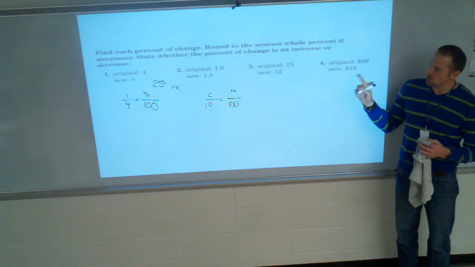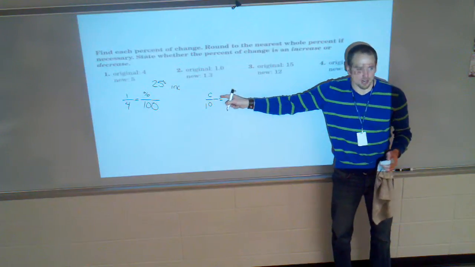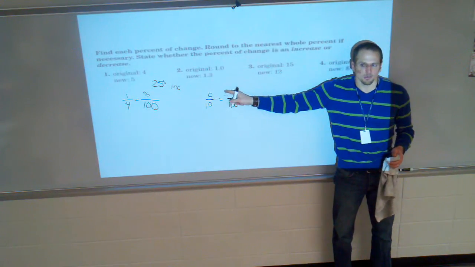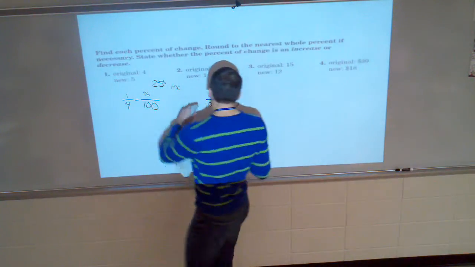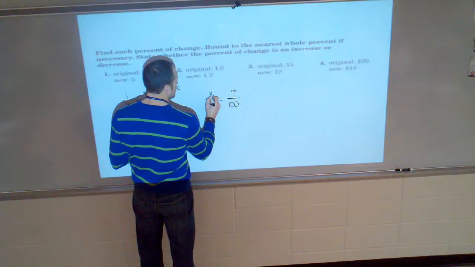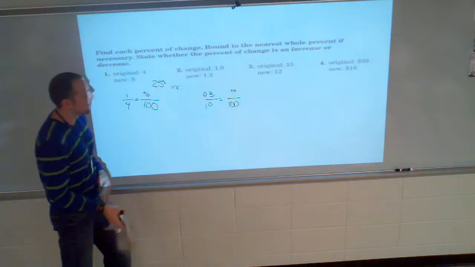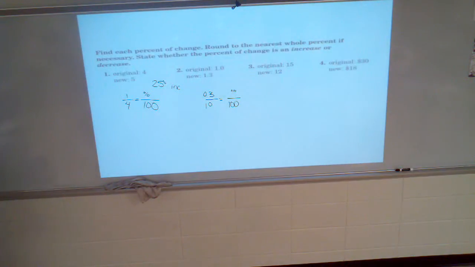Next, the new price is 1.3. So how much did I change? How much did I change? Kenny? 0.3. So erase your C and write a 0.3. 0.3 times 100 divided by 1. This should be very easy to do even without a calculator.